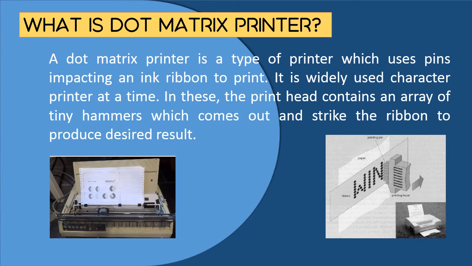What is a dot matrix printer? A dot matrix printer is a type of printer which uses pins impacting an ink ribbon to print. It is a widely used character printer, printing one character at a time. In these, the print head contains an array of tiny hammers which come out and strike the ribbon to produce the desired result.